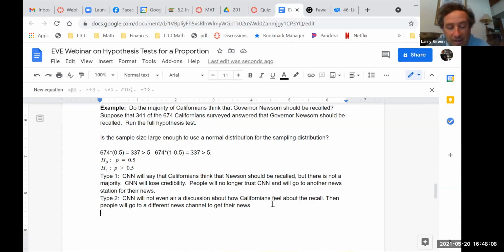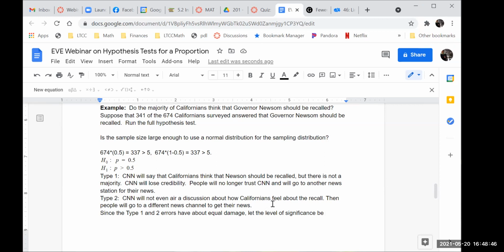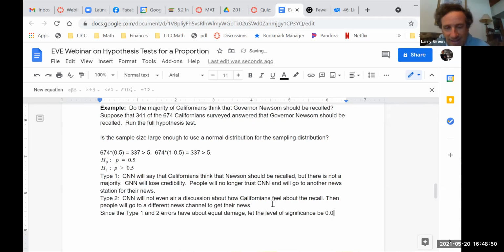So what should the level of significance be? Since the type 1 and 2 errors have about equal damage, let the level of significance be what? In our class, what do we use if they're about the same? 0.05. Good. Level of significance is 0.05. Alpha is 0.05.